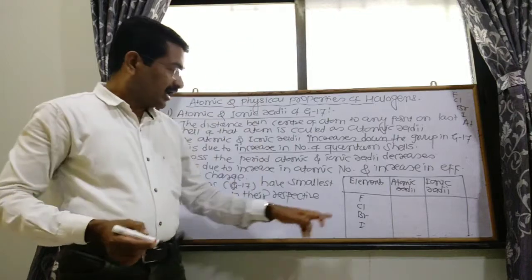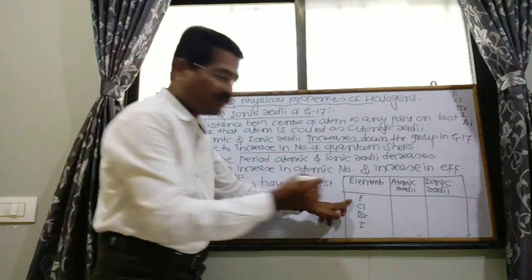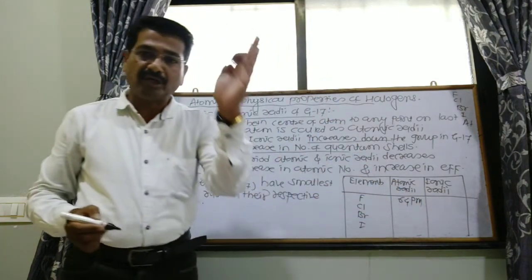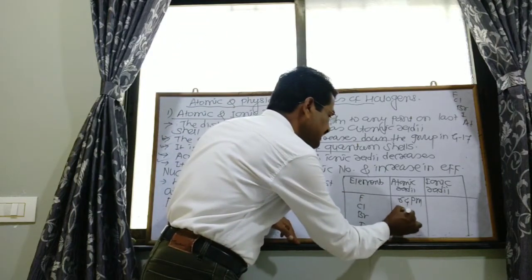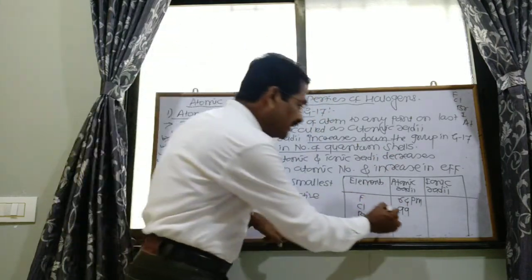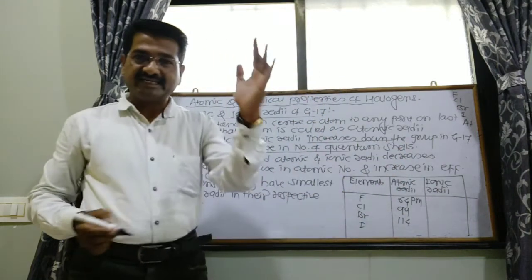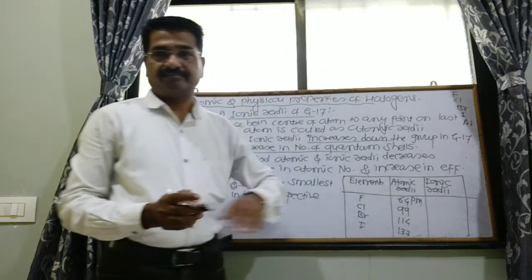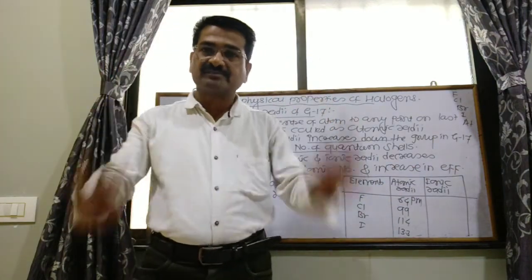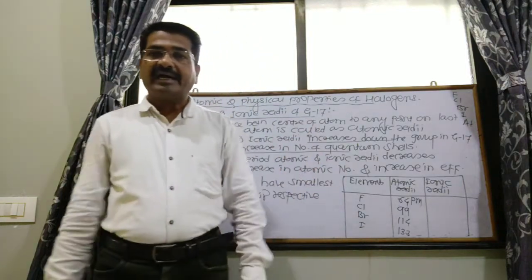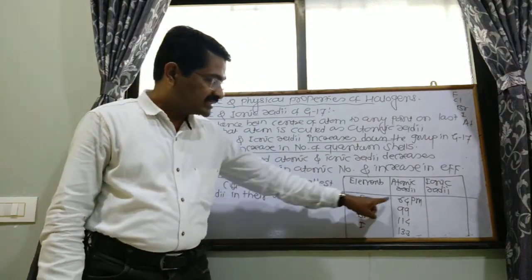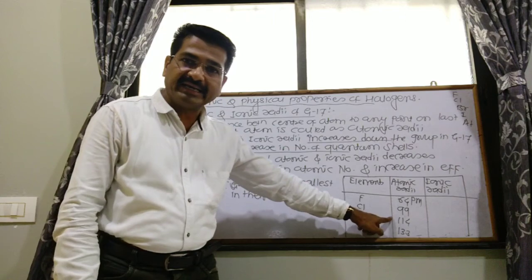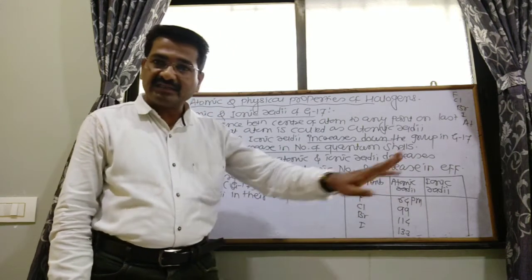See the atomic radii. The atomic radii of fluorine is 64 picometer. Then chlorine possesses 99 picometer. Bromine possesses 114 picometer, and iodine possesses 133. But astatine does not show the atomic and ionic radii. Fluorine 64, chlorine 99, then bromine 114, then iodine 133.